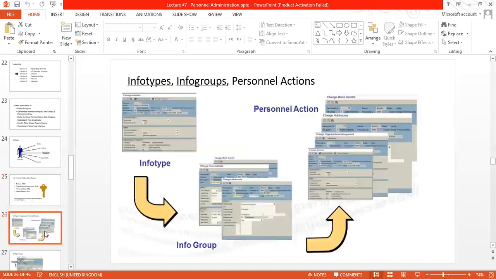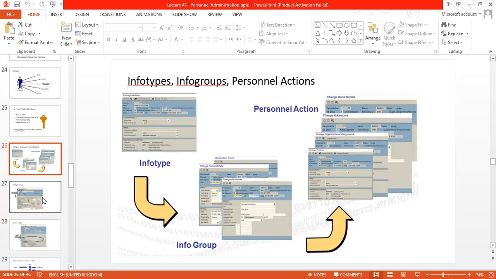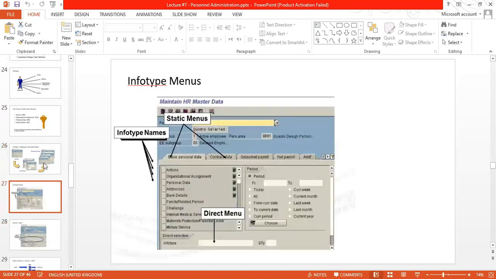We'll see it later. Okay, so info types, info groups, which means we can combine info types into groups, and personal actions. We'll see ahead what personal actions are. Info type menus. So what are info types we have to see?